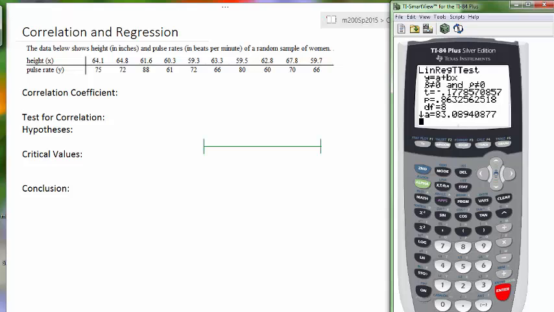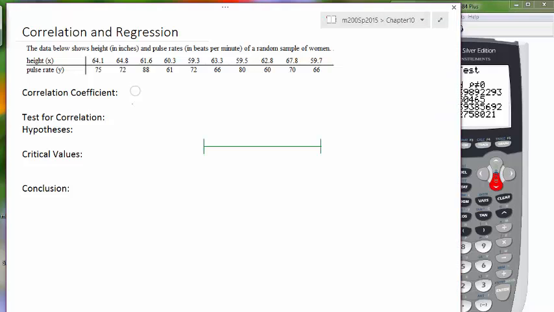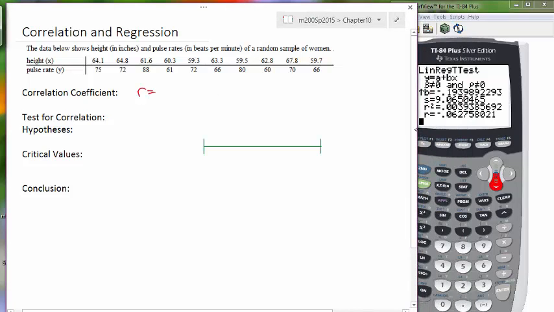And we have a lot of pieces of information here. All the way at the bottom, if you scroll down, we have your R. So R is our correlation coefficient. So let's make a note of that. R is equal to a negative 0.062758. Now usually they want this up to 3 decimal places.